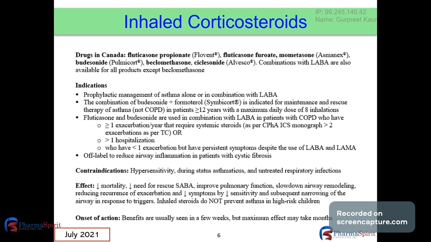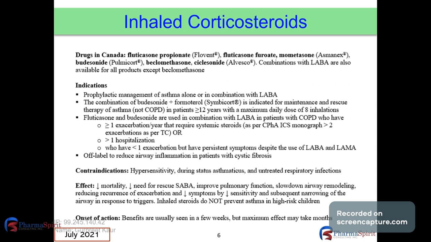Fluticasone and budesonide are used in combination with LABA in patients with COPD. And if you still remember, in COPD we mentioned that inhaled corticosteroids are not as critical. In COPD, our main goal is bronchodilation. We start with PRN SABA and SAMA, short-acting beta agonist and muscarinic antagonist, and then we add a long-acting muscarinic antagonist like tiotropium, and then we add LABA, and then later we will add inhaled corticosteroids.